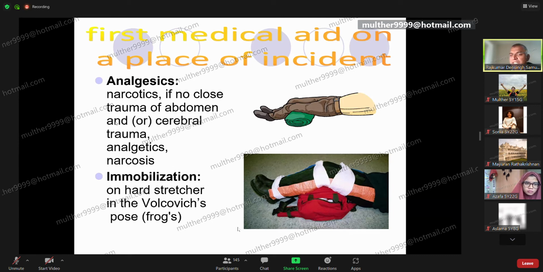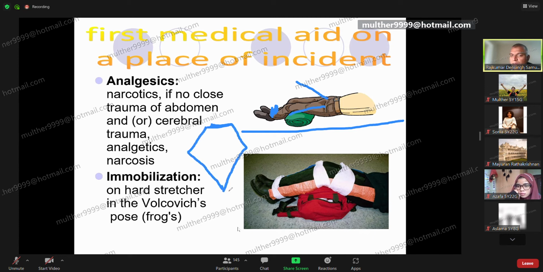After that, we put the patient in the posture. This posture is called the Volkovich posture. The ankle joints are together. The patient is in a supine position on a hard stretcher. The knee joints and hip joint are flexed slightly and abducted. If this is the patient's hip joint, the patient's lower limb goes like this.